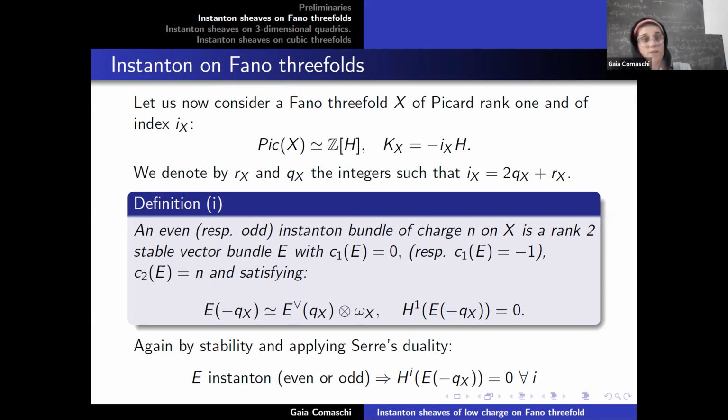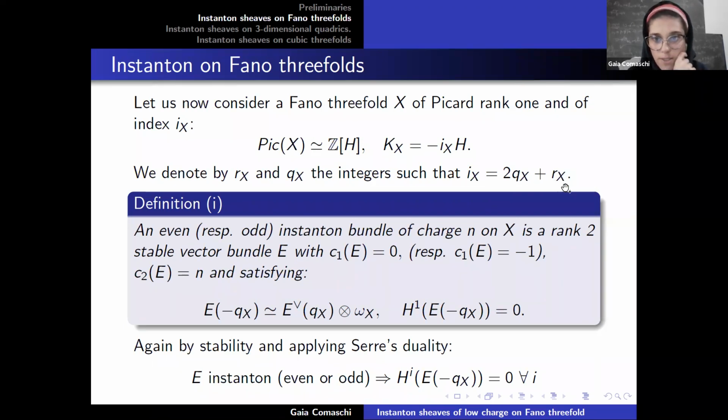portrait we can reproduce on other Fano threefolds. So we move now from P3 to another Fano threefold X of Picard rank 1. So remember that here the Picard group has rank 1, so we denote by H the ample generator. The index e_X of X is defined as the integer that satisfies the following relation, where K_X is the canonical divisor.